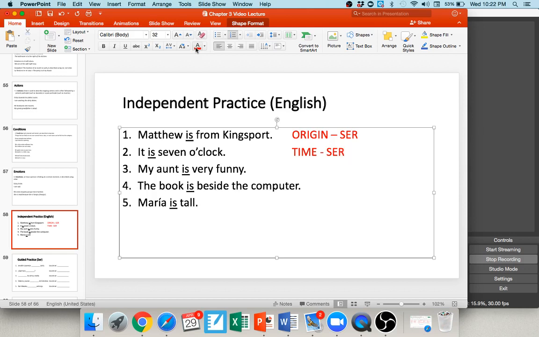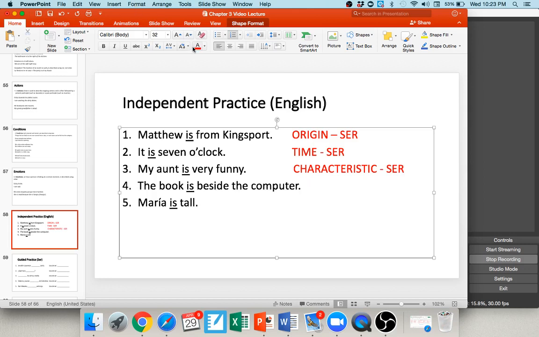Okay, now that you've had a second to give these a try, number 3 tells us that my aunt is very funny. Well, funny is a characteristic. It's something that doesn't change. She is probably not just funny temporarily. That's a personality trait. If she was funny 10 years ago, she's probably still funny today. That's a characteristic, so we're going to use the verb ser.